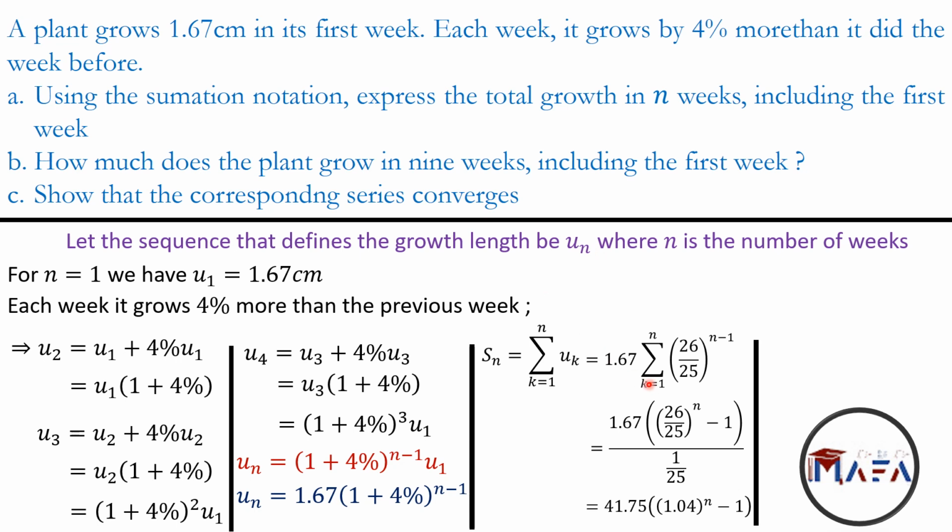Now B is saying how much does the plant grow in 9 weeks including the first week. It means we just compute S9. So S9 is equal to, replacing n with 9, we get this, we simplify, and we get an approximate value of 17.673 centimeters.